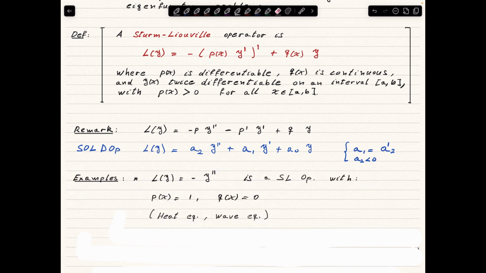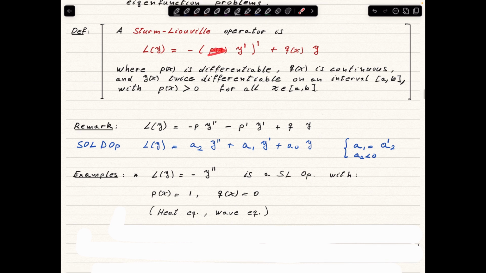An example of a Sturm-Liouville operator is, of course, the operator we were working with in the previous video, negative y double prime. This is a Sturm-Liouville operator, and is probably the simplest Sturm-Liouville operator because we need to choose here the function 1 and here the function 0. P is 1, Q is 0. This operator is very important to us because in the next video we are going to see that this operator appears when we try to solve the heat equation, and also appears when we try to solve the wave equation and many other important equations in physics.